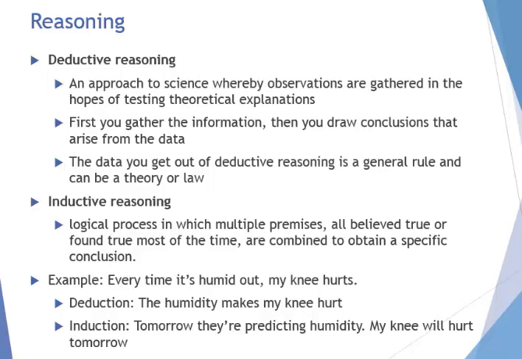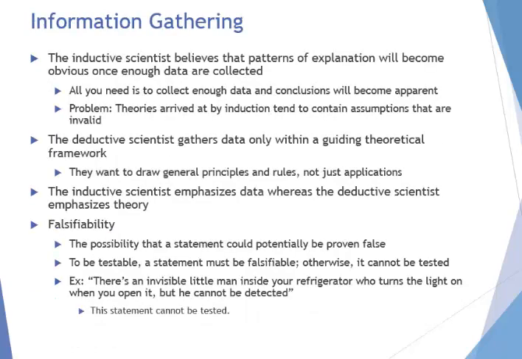Here's another example. Some people with arthritis or whatever other problems, if it's humid out, their knee hurts. So a deduction would be the humidity makes the person's knee hurt. Because it's humid out, the person's knee hurts. An induction would be tomorrow it's going to be humid, and therefore my knee will hurt tomorrow. It's something specific from a general standpoint, whereas a deduction is the opposite. You've got a bunch of individual data points and establish a general rule.